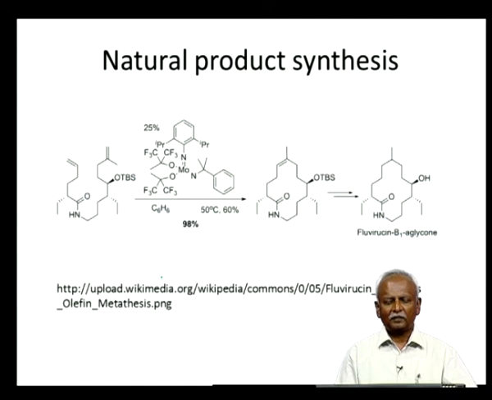So, you can see how this particular metathesis reaction is extremely useful, and it has been used extensively for the synthesis of a variety of natural products. And the natural product synthesis, especially for unusual ring systems, has been conveniently accomplished using metathesis catalysis. Here the Schrock catalyst has been used very effectively.